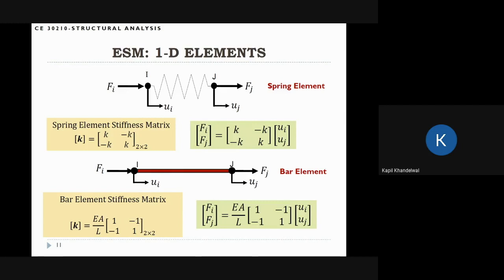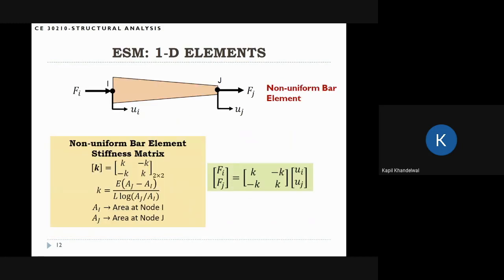We also talked about bar element with non-uniform area. In this case, we have considered a bar with a non-uniform area, so the area at the end I is different from the area at the end J. And we assume that the area is linearly decreasing or increasing, and we derived the stiffness matrix of this kind of bar element. If you recall from our derivation, this is the stiffness matrix. It has a very similar form compared with the spring or the uniform bar element. The only difference is this K value.